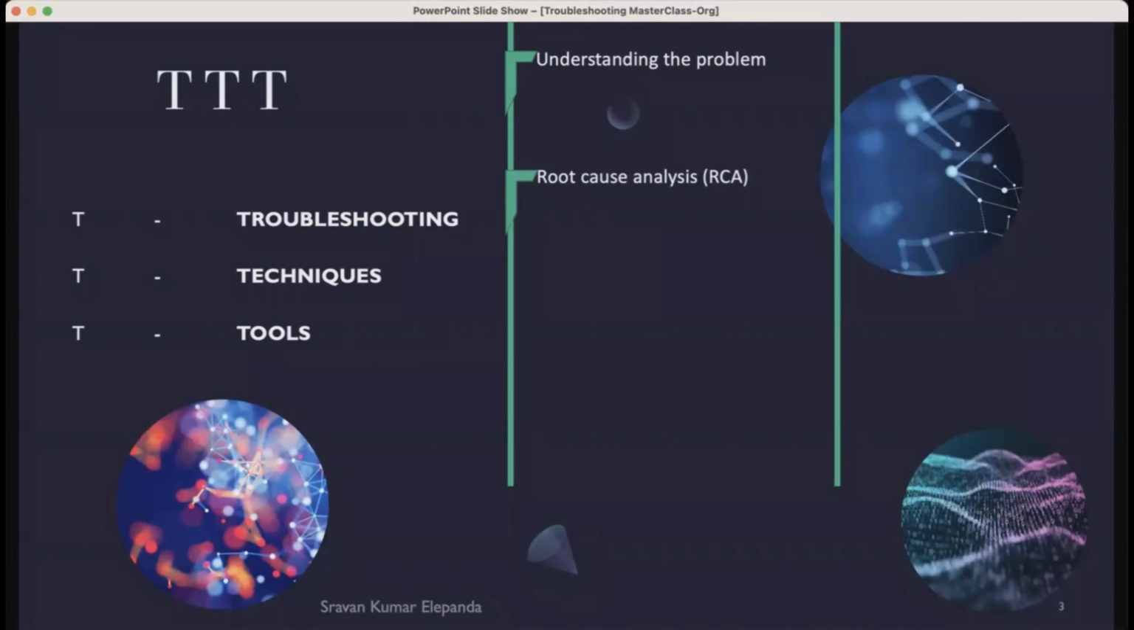Next, it's more about root cause analysis. People might have heard of RCA, root cause analysis, at different layers or different places. It is one of the techniques and tools for identifying the root cause of the problem, including the different types of techniques we might use.